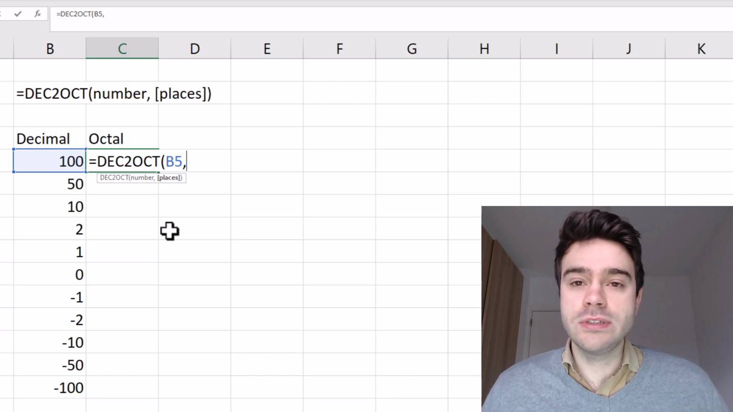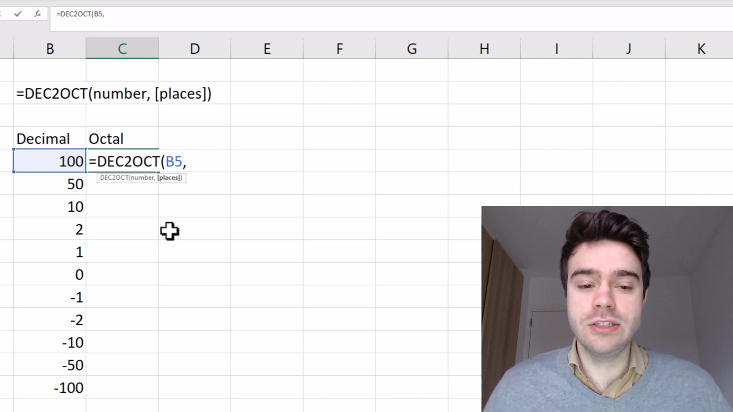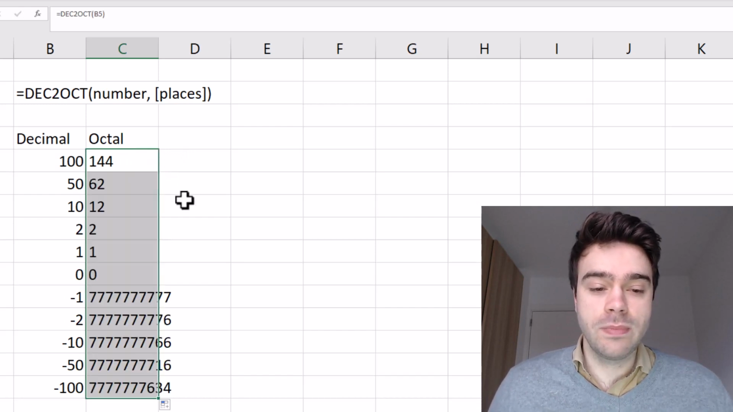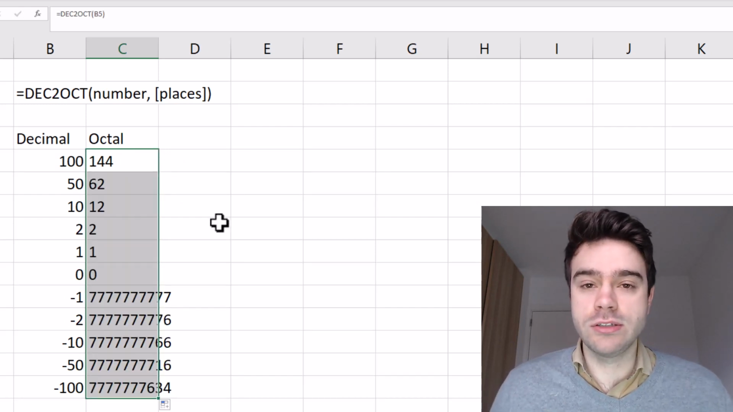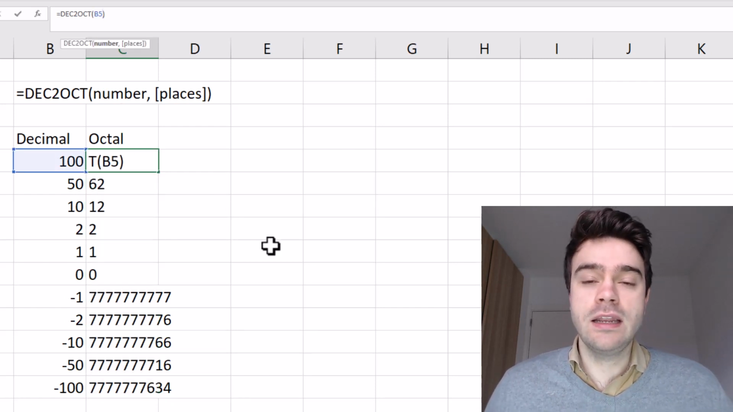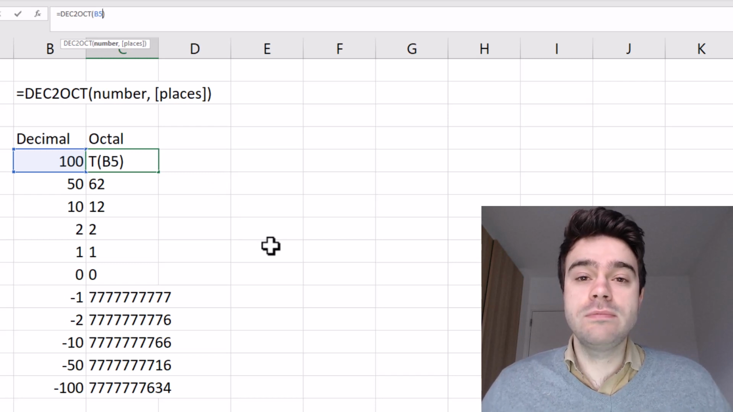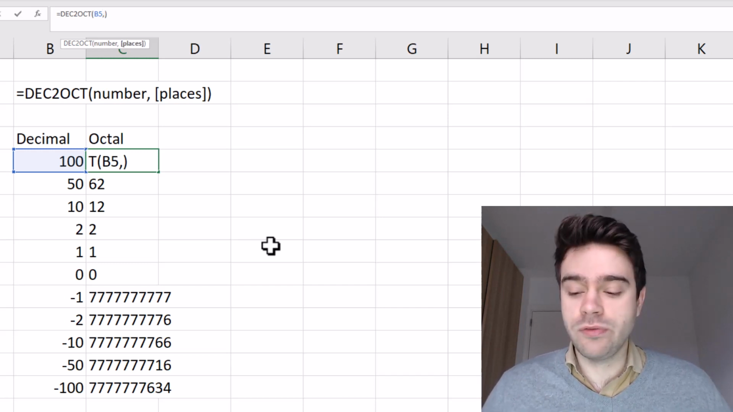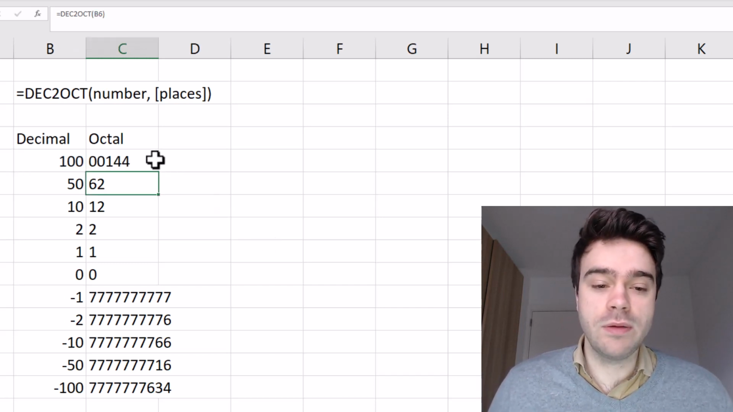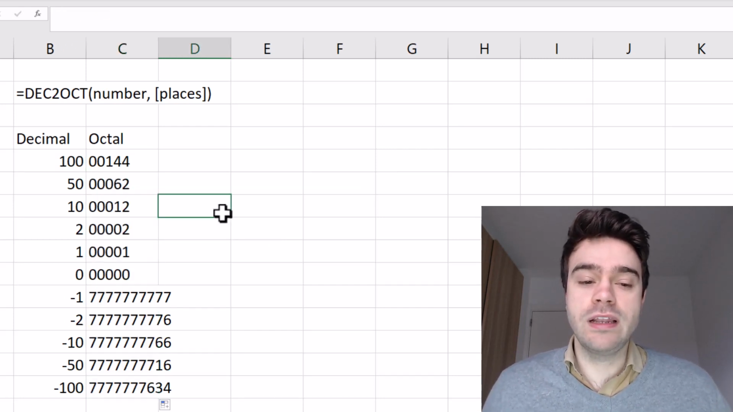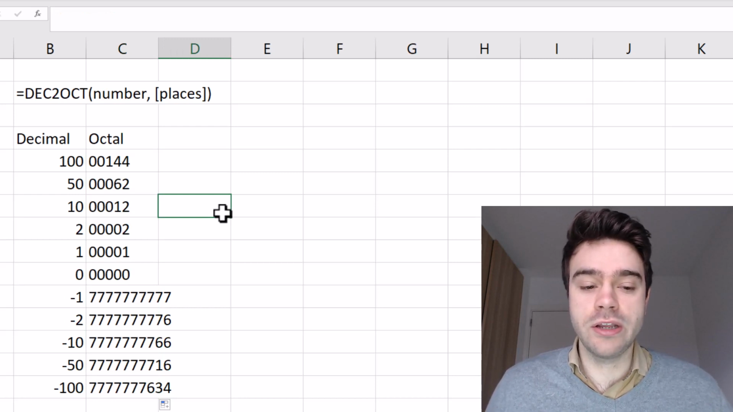The second argument is an optional one, so we don't necessarily need to provide it. So let's first try it without. Now let's pull this through, and as you can see, there we have our octal numbers. If we now wish to use the optional argument, the places, then we can tell Excel to add preceding zeros if the length was not reached of the number of places we want. So to give an example, let's say I put a 5 as places, and now I pull this through. You can see that there are preceding zeros if the length itself was not already 5 or higher.